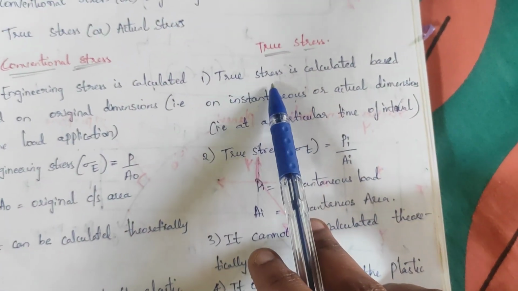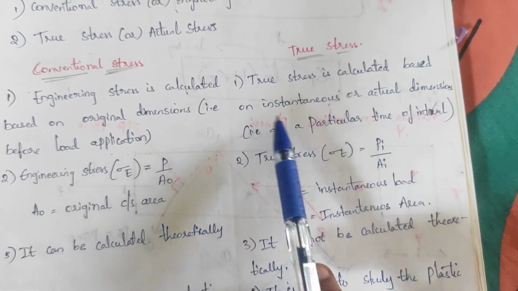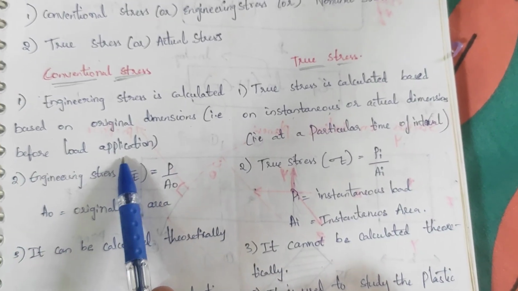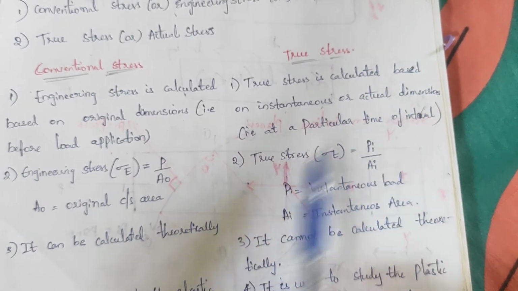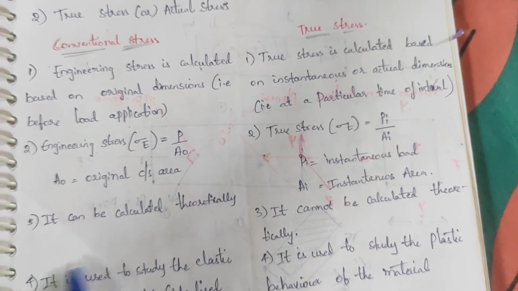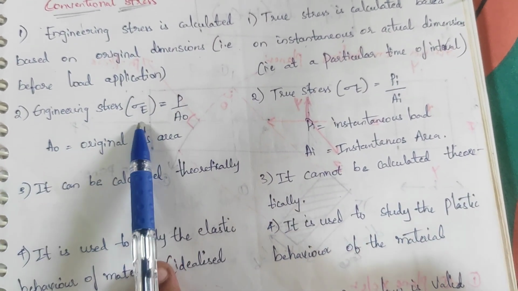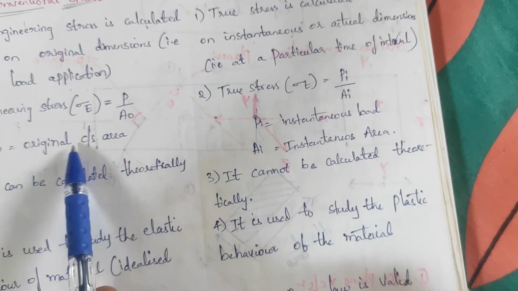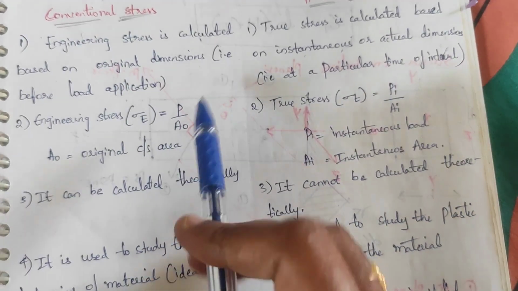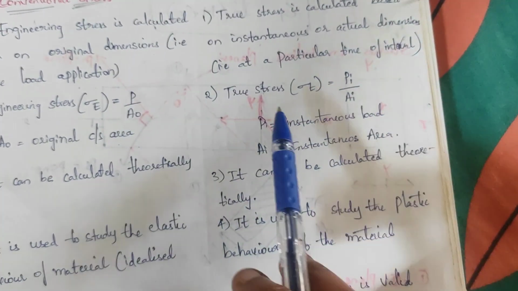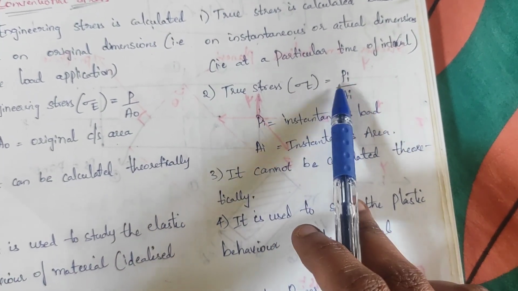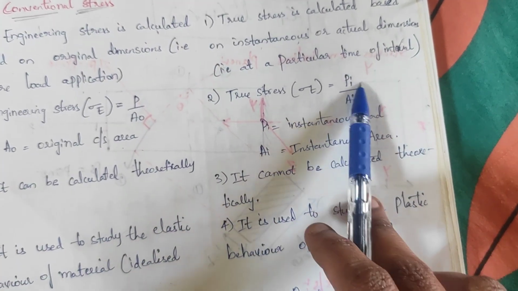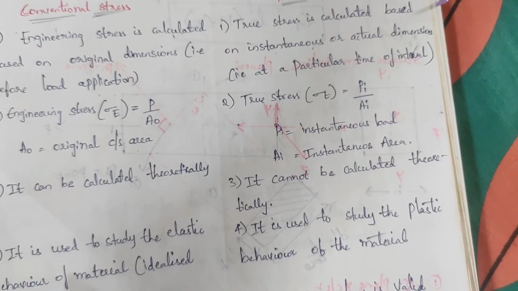And true stress is calculated based on instantaneous or actual dimensions. See, here before load application and here instantaneous or actual dimensions. This is known as true stress. And engineering stress is represented by sigma E is equals to P by A naught, where A naught represents the original cross section area. And true stress sigma true is equals to Pi by Ai, where Pi is the instantaneous load and Ai is the instantaneous area.